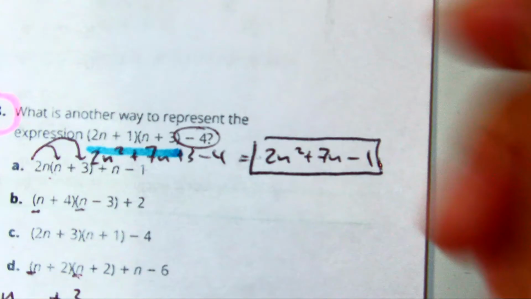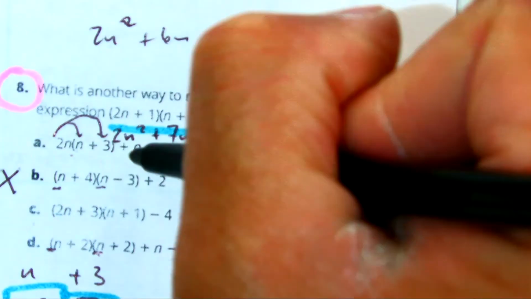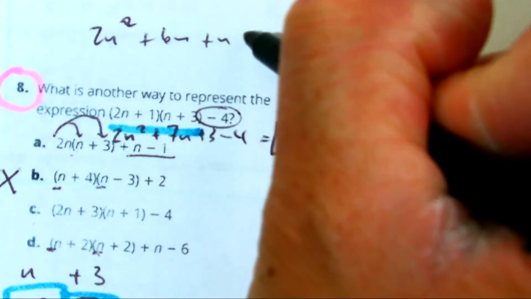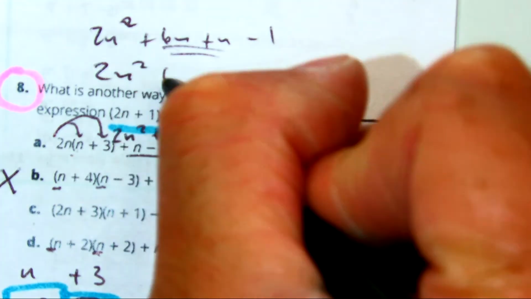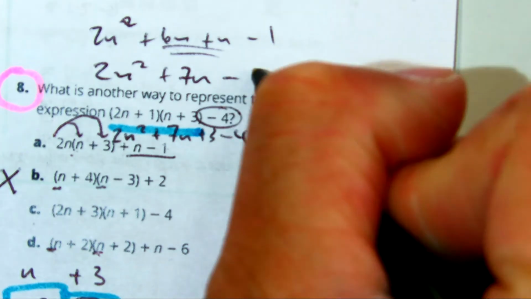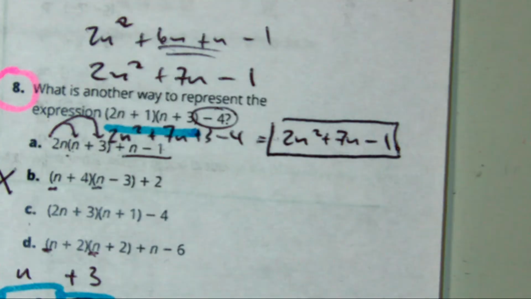I would get something like this. 2n squared plus 6n, and then I have this plus n minus 1. And if I just combine like terms right there, I get 2n squared plus 7n minus 1. And does that match what we have? Yeah. So the correct answer for 8 is A.